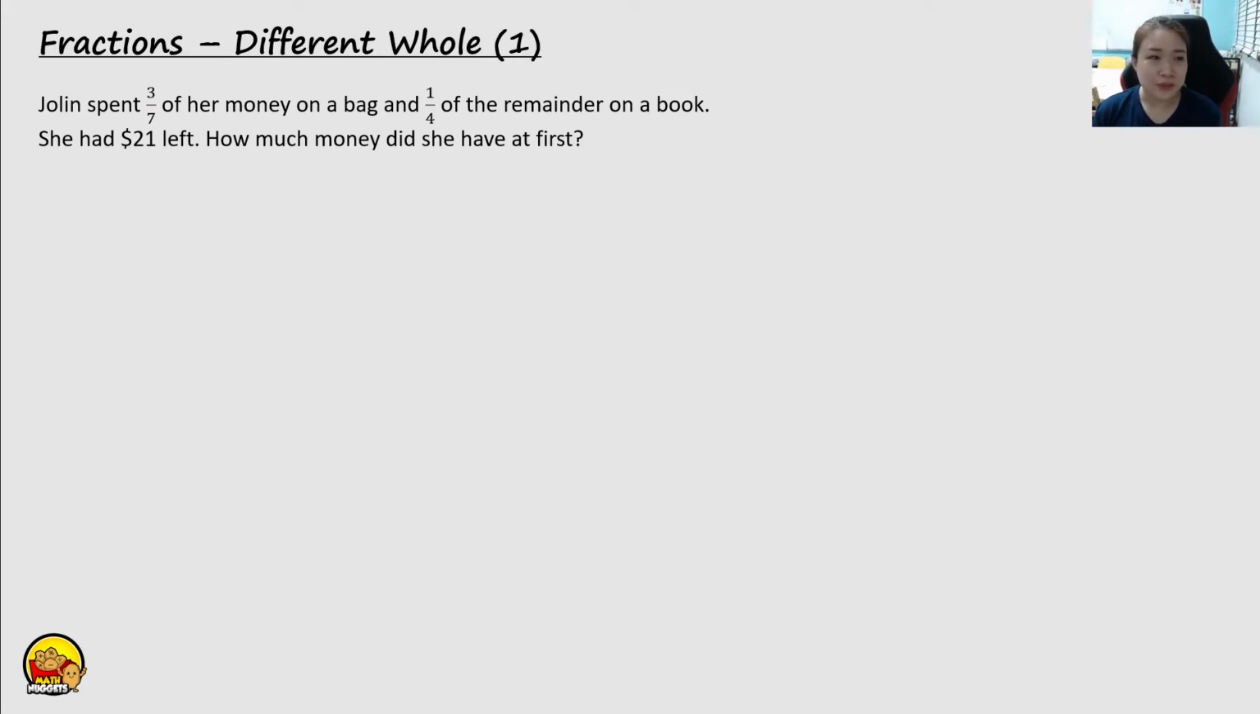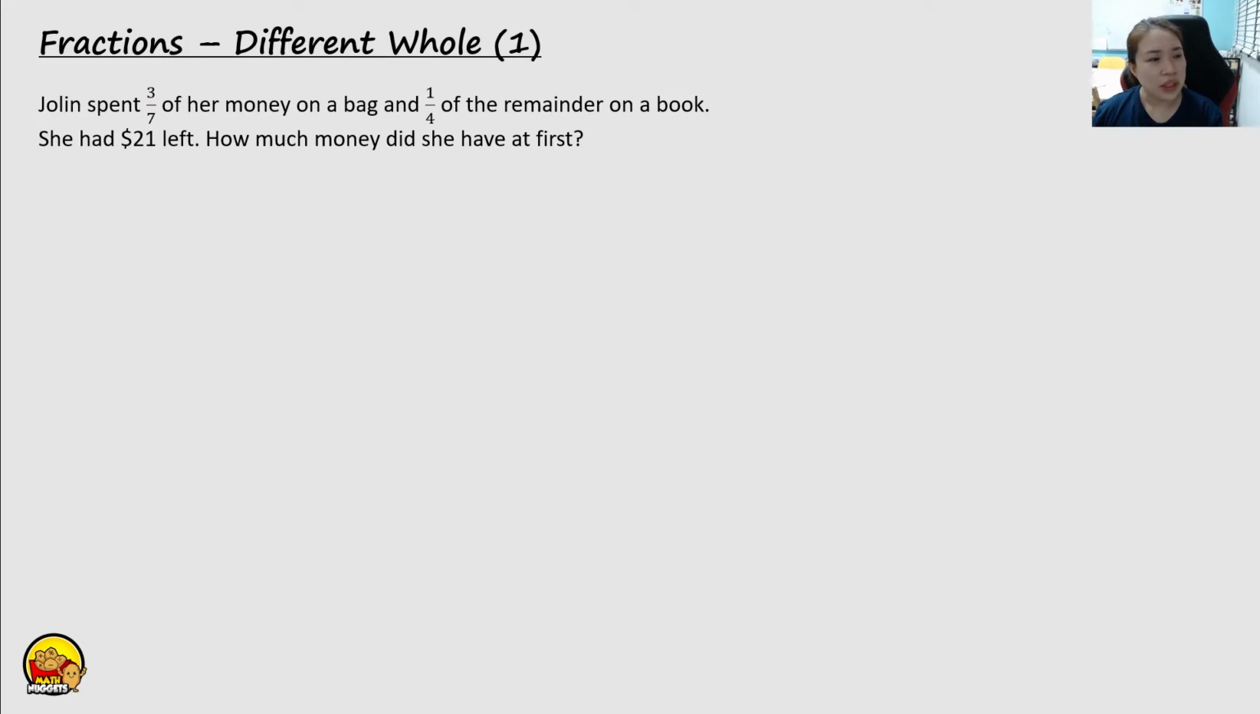Let's look at the question. Jolene spent 3/7 of her money on a bag and 1/4 of the remainder on a book. She had $21 left. How much money did she have at first?